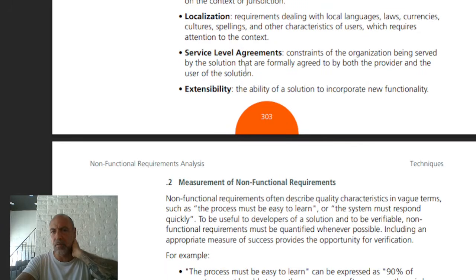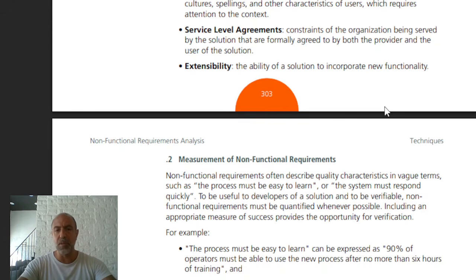Extensive service level agreements, constraints. Yeah. So it's not a physical thing. And extensibility, the ability of a solution to incorporate new functionalities. Like is it adaptable, I guess, or not? Is that what we're talking about?